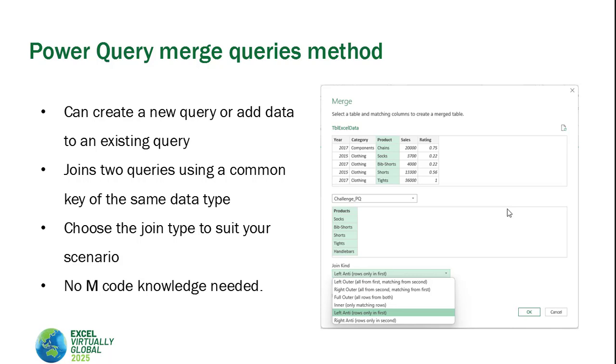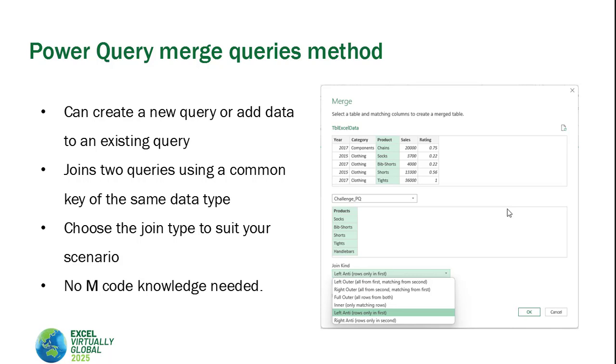For the merge query method, if you're not familiar with merging in Power Query, you can create a new query or you can add data to an existing query using merging. It joins two queries using a common key with the same data type. So rather than append, where you're adding data to the bottom of your existing data, so you're adding extra rows, you're actually generally adding columns. Although this example is a little bit unusual because we then delete the column, as we'll see.